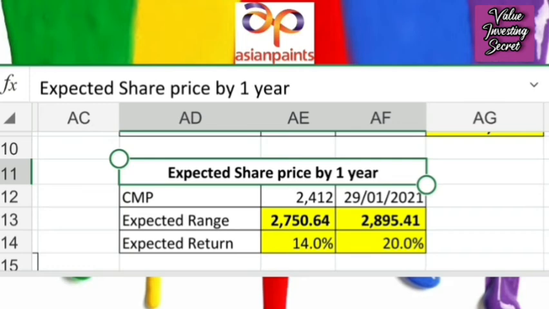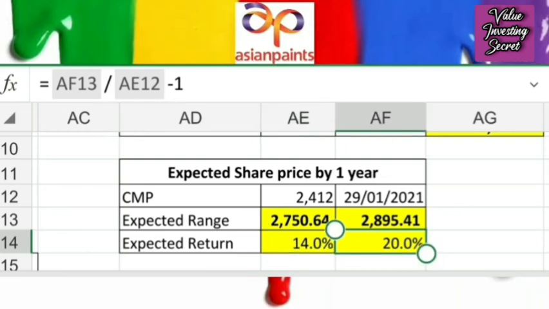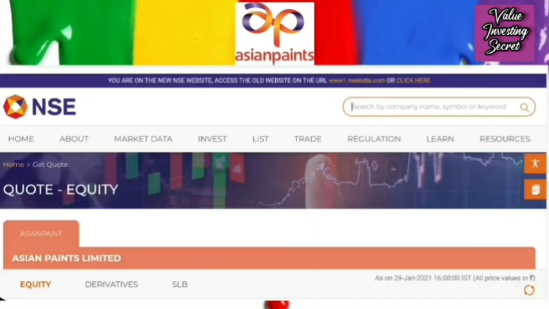The company which delivers this much of a return is considered a very good company. And Asian Paints is a fundamentally great company. You can definitely invest in this company. But before investing, do your own analysis and proceed.